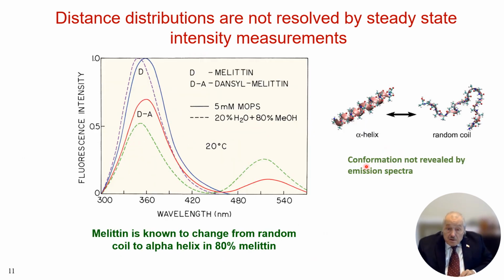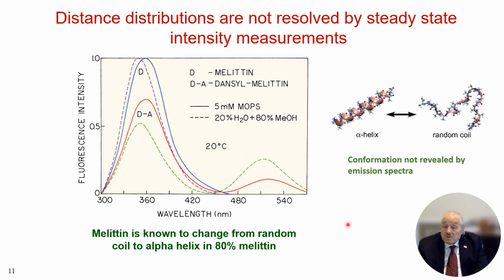So let's consider Danzomelatin in two states. It can exist in these two states, and we really can't tell which state it's in from the steady state emission spectra. So we have the melatonin in either MOPS or in 80% methanol, where it likes to adopt the alpha helix. The emission intensity decays are not revealed by the emission spectra.